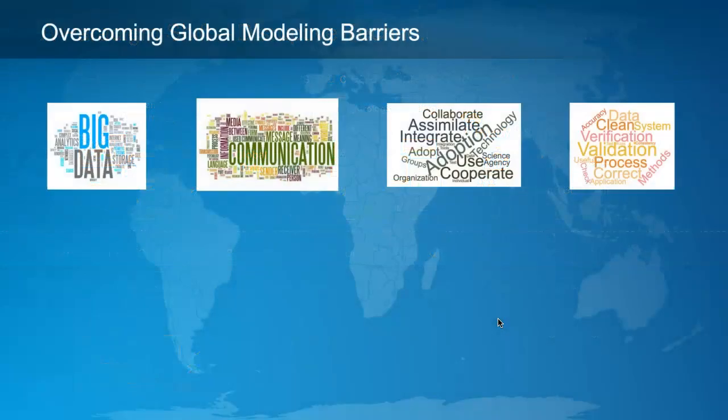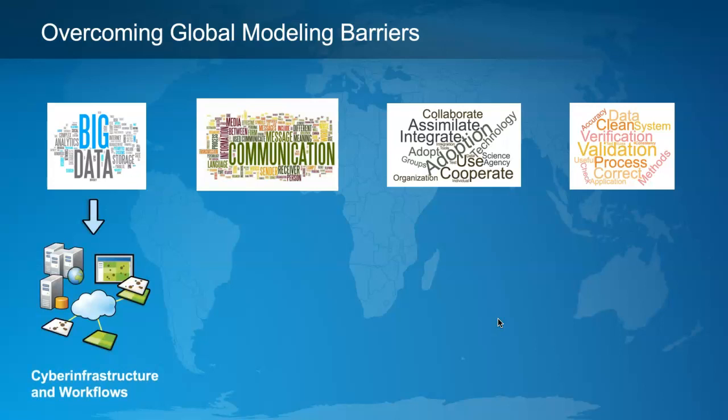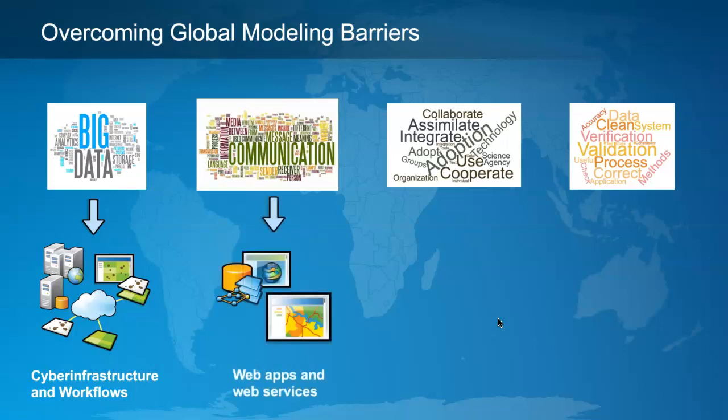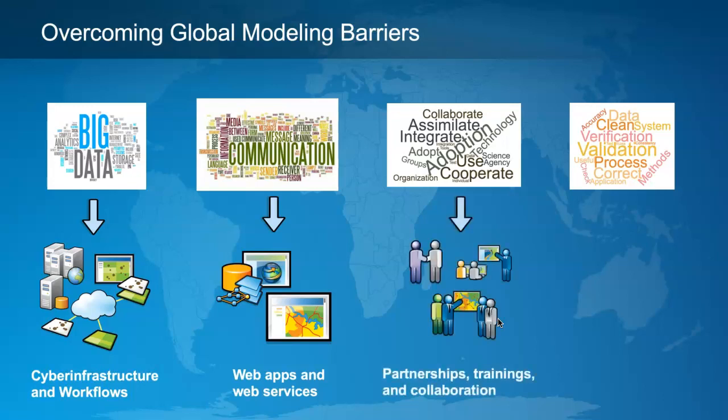If we're going to do that, there are 4 barriers that we need to overcome. One of them is cyber infrastructure and workflow. A second is being able to easily communicate these large volumes of data to the end users in ways that support the decisions that they need to make. We need to help them understand how to use it, and that's where we can really focus our effort if we can more easily deliver them through web apps.